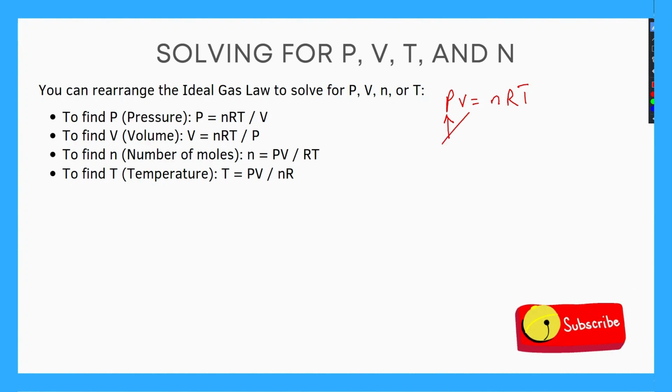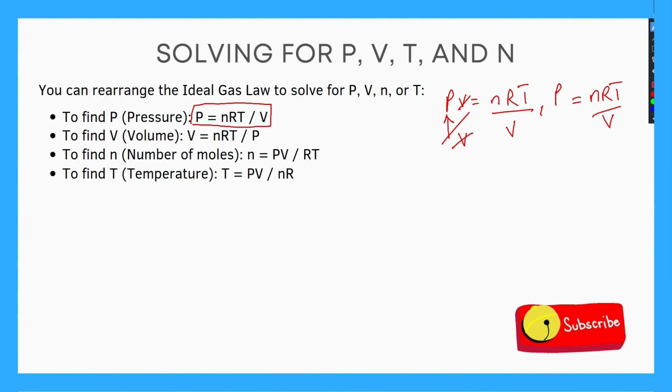To do that, you divide both sides by the coefficient of P, which in this case is V. So when you do that, V cancels V, and then P is equal to nRT over V. That is why we have this formula. When you are asked to find P, it is nRT over V.